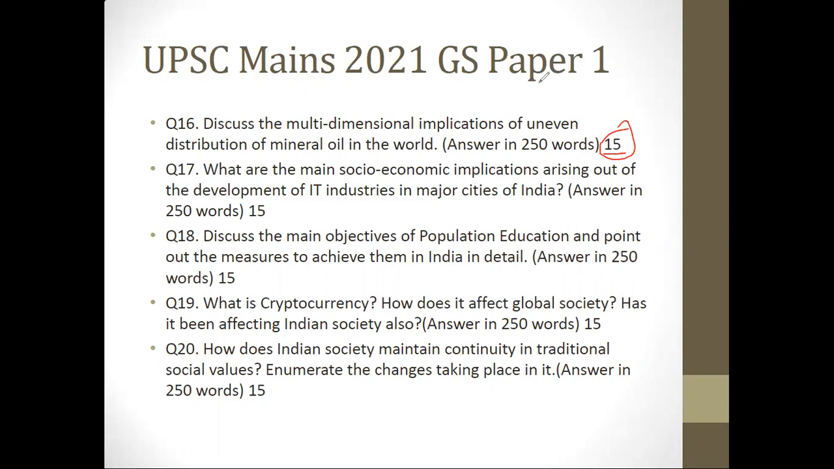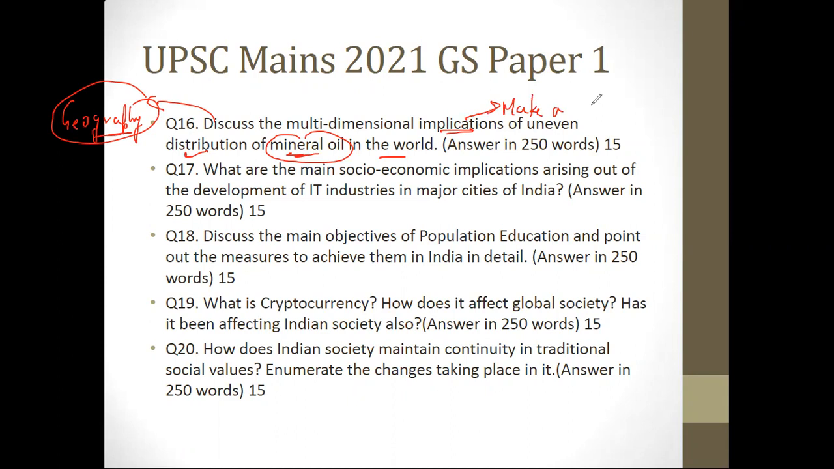Sixteenth. Discuss the multi-dimensional implications of uneven distribution of mineral oil in the world. Uneven distribution of mineral oil in the world. So, distribution of resources. Now, this is a question which can be kept in geography, plus it has so many other implications as well. So what you can do is make a map here.